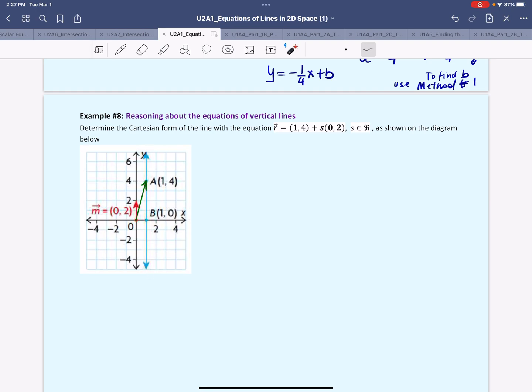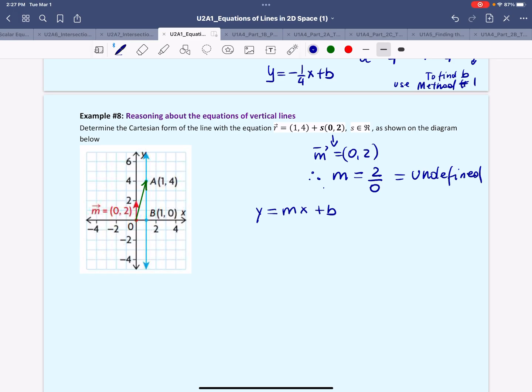So we want to write the equation in Cartesian form, or in the form y equals mx plus b, which means that we need to find the slope and we need to find the y-intercept. To determine the slope, we're going to refer to the direction vector of the line. So if the direction vector is 0, 2, then it suggests that the slope must be 2 divided by 0, which is an undefined number. So if the slope is undefined, it means that we have a vertical line. The equation of a vertical line is x equals a number.